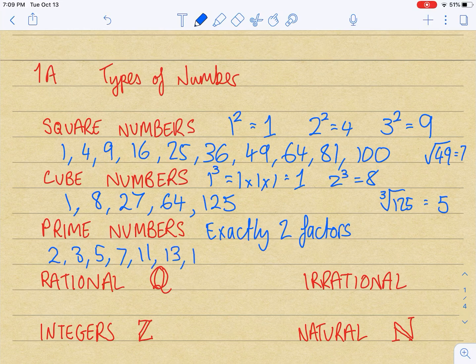Then we've got 13, 17, 19, 23 and 29. Those are the first, I think, 10 prime numbers that you might need to spot. But a good way to test if a number is prime is to try dividing it by these numbers. Divide by 2, does it divide by 3, does it divide by 5, does it divide by 7? If it doesn't divide by any of them, then you've got yourself a prime number.